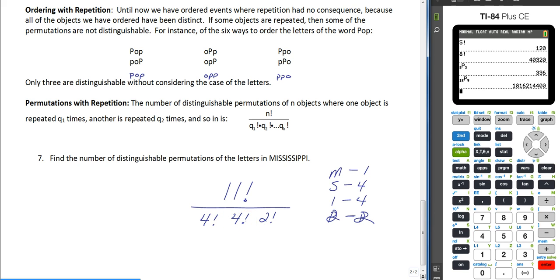You can do that. But if you were to type it all out, 11 factorial would give you this number over 4 factorial, 4 factorial, and 2 factorial. And that would give you a total of 34,650 different ways to rearrange Mississippi because there are repeated options.